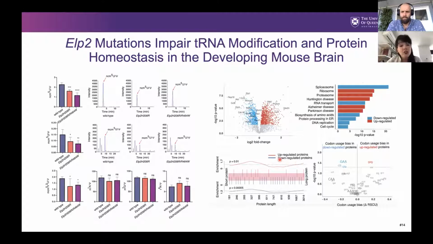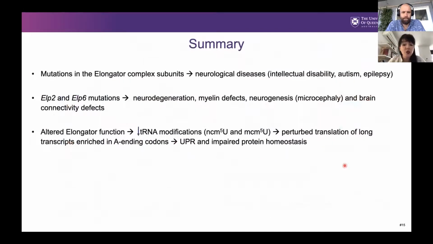So interestingly, among downregulated proteins, we also found that these are longer proteins. So longer transcripts are being specifically affected, and they're A codon enriched, which means that they're, again, highly dependent on the elongator complex. So what I showed you today is that elongator complex subunits and the mutations in these subunits lead to a wide spectrum of neurological diseases, including intellectual disability, autism, and epilepsy.